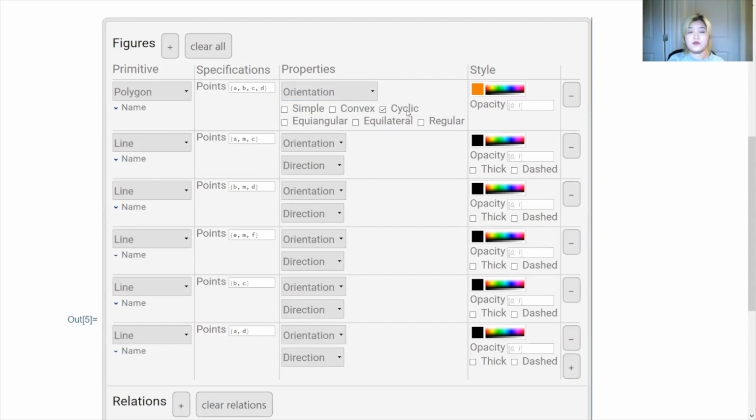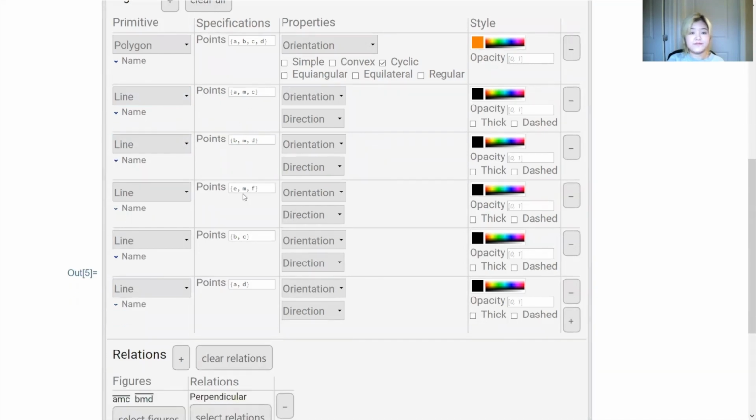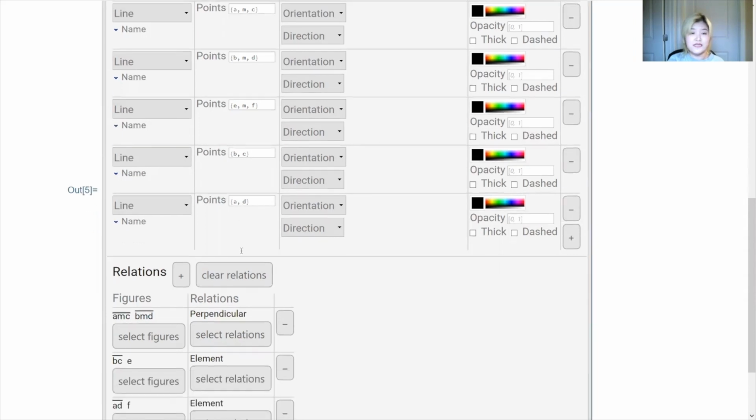Here, the only one we're using is cyclic. And I'm adding the style to this polygon, and I select it to be orange. So here, these two lines are the diagonals intersecting at point M. And then here is the line EF that goes through point M. And we're also naming these two sides, BC and AD, because we want to specify some other relations between these two sides and the points E and F.